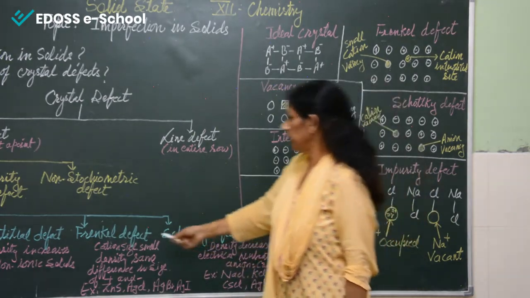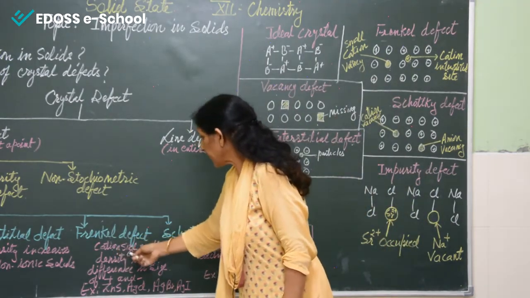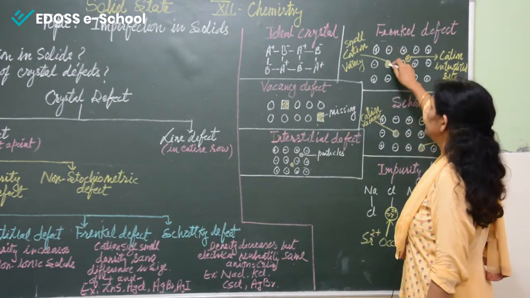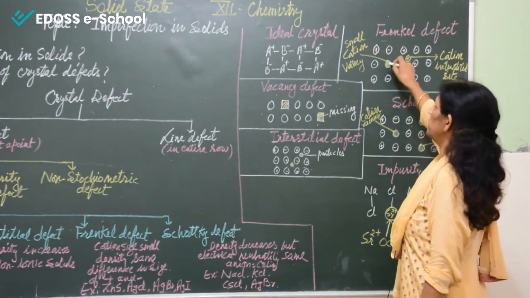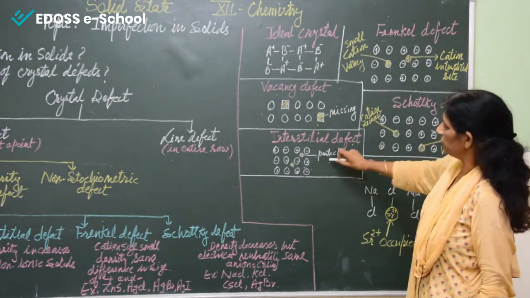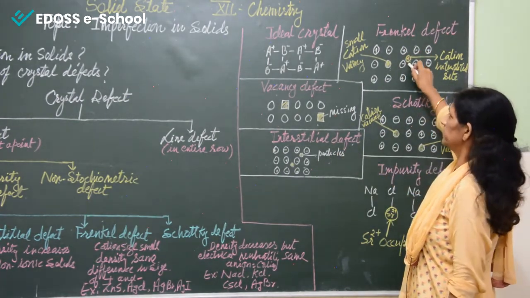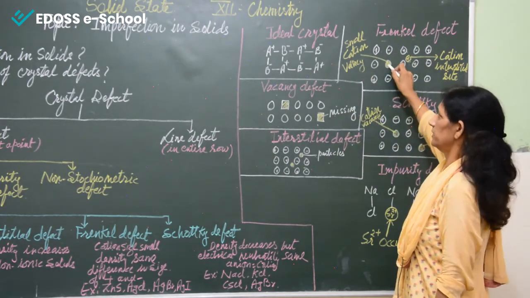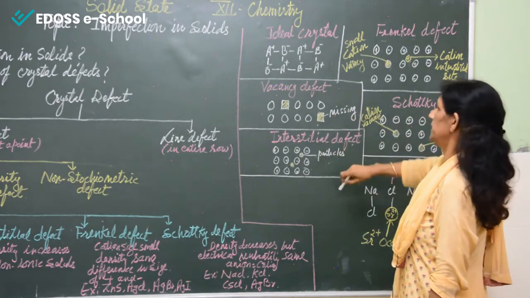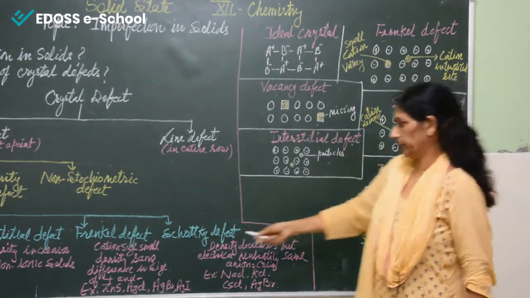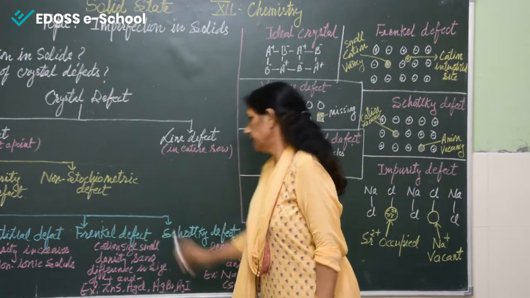Frenkel defect is called because cation size is small. As the size of cation is small, so they leave the space and occupy the interstitial site. Means this type of defect comes here and this type of defect is coming here. So both types we can see here, interstitial and vacancy defect, both are seen in the Frenkel defect.